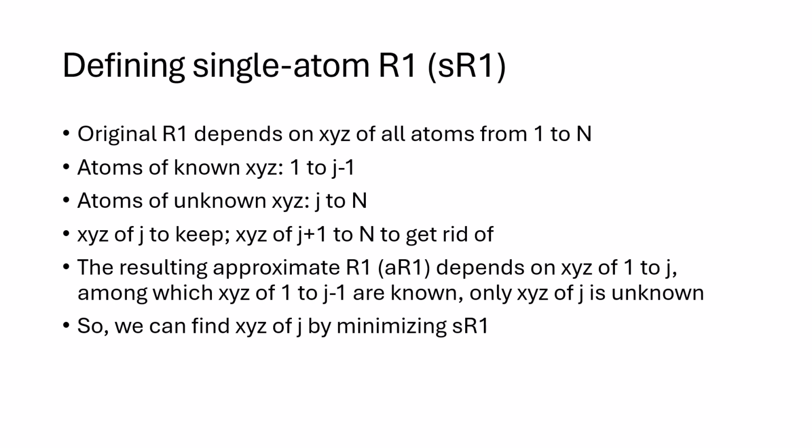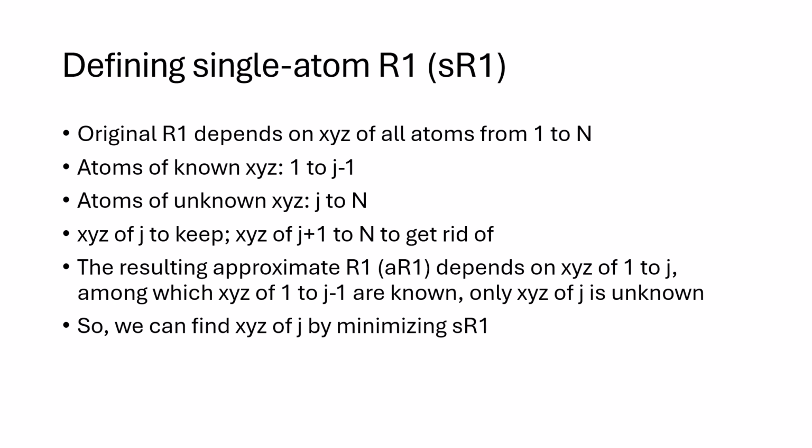Let us consider a particular step. We have already determined the locations of atoms from 1 to j minus 1. The locations of the remaining atoms from j to n are still undetermined. However, we only want to deal with one atom from all these undetermined atoms. Let us say we want to deal with atom j.